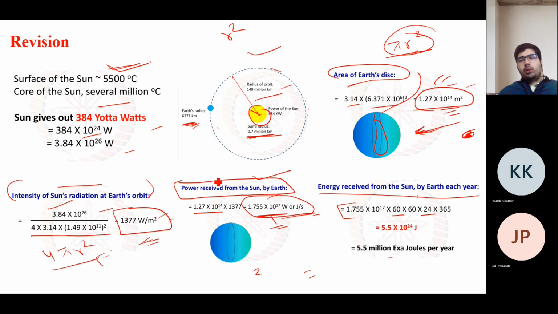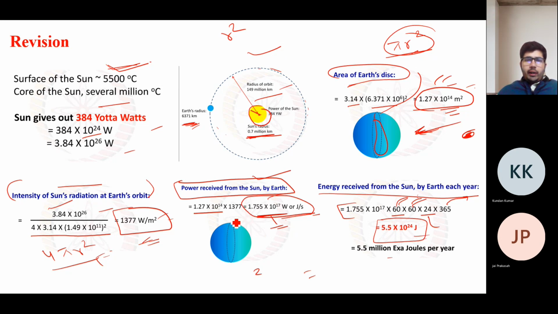So you can convert into joules. Multiply 60 into 60, 60 for minute, 24 hours in one day, and 365 days in 1 year. So after multiplying, you get 5.5 into 10 to the power 24 joule.